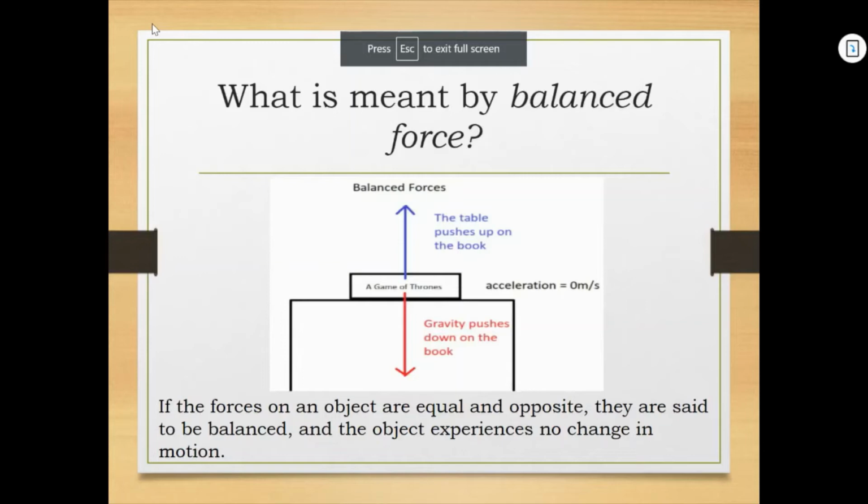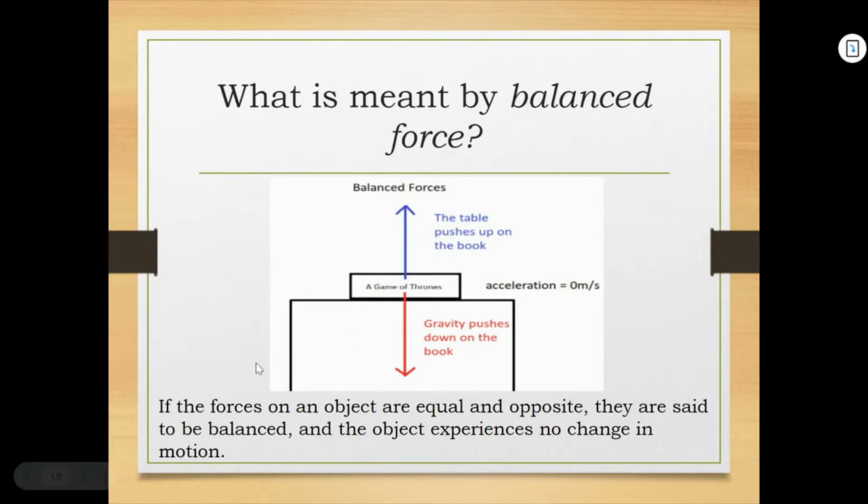All right, so what is meant by a balanced force? Here you have this example right here. You see, you have this book sitting on a table, right? The book, The Game of Thrones, is sitting on this table right here. And so you see there are balanced forces.